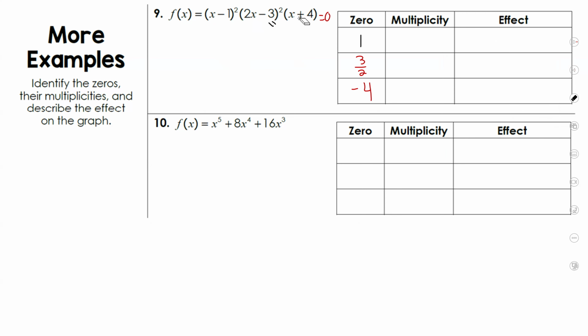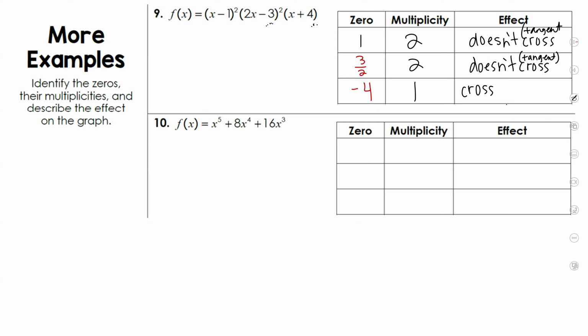Now let's talk about the multiplicity. What's the degree of this one? 2. This one, 2. And the last one, 1. So this is an even multiplicity. Doesn't cross. This is even. It will not cross. We call that tangent. Maybe I should teach y'all the real word. Tangent. These are tangent. This one is odd, so it will cross. We call that intersecting. So intersects.